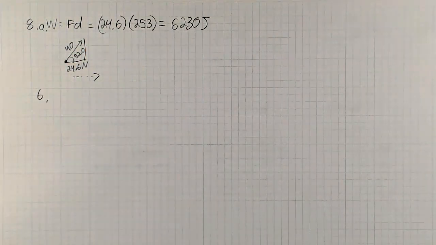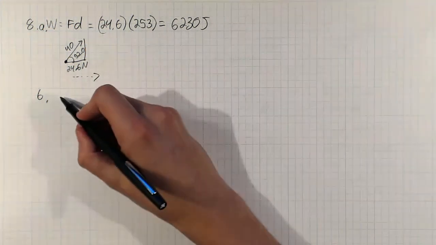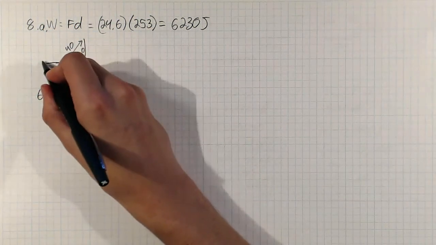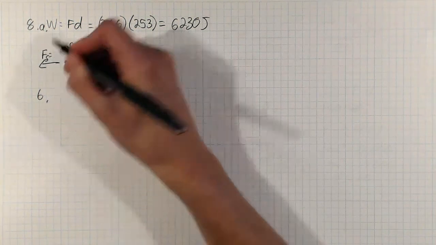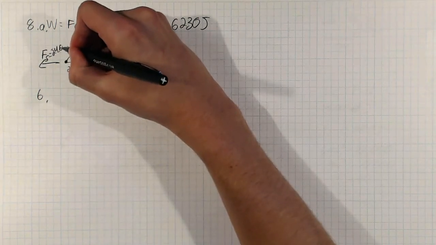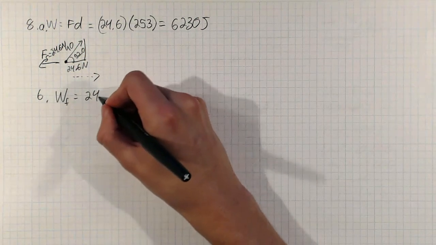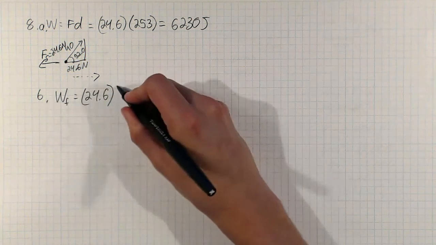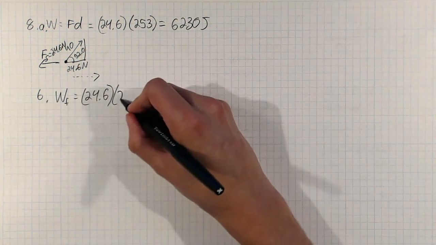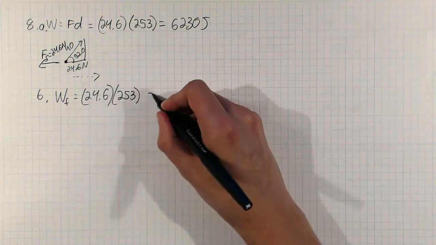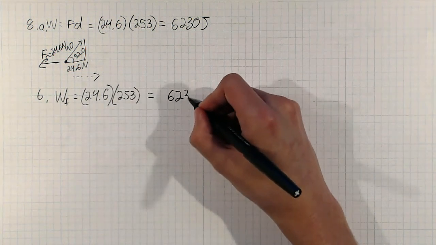Part B says the work done by the force of friction on the flight bag. Now, it says in the problem that she pulls it at a constant speed, meaning that the force of friction and the applied force are equal to each other. So, the force of friction pulling backwards is also equal to 24.6 newtons. So, the work done by friction is going to be equal to 24.6 newtons times the direction it's going in, times the distance traveled, which is also equal to 6,230 joules.